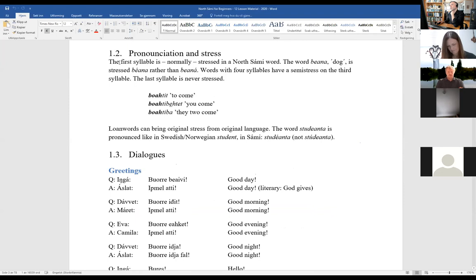The first syllable is normally stressed. Bärna is bärna. This means dog. It's not bärna. It's bärna. The stress in the start. Bärna. And if you have four syllables, there is stress on every second. You can say bohti, bähtet. But the stress is stronger in the start of the word. Bohti, bähtet.